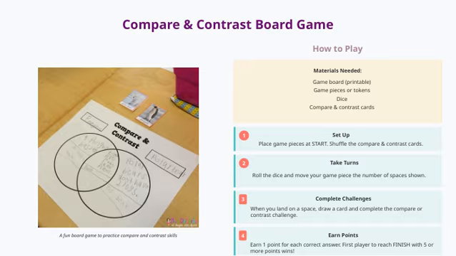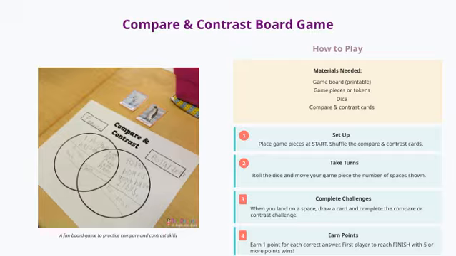During the game, players take turns rolling the dice and moving their pieces forward the number of spaces rolled. When you land on a space, you'll draw a card and complete either a compare or contrast challenge based on what's asked. This keeps the game dynamic and encourages critical thinking.